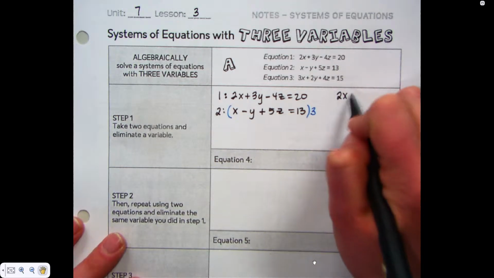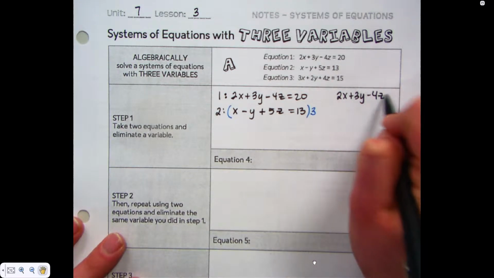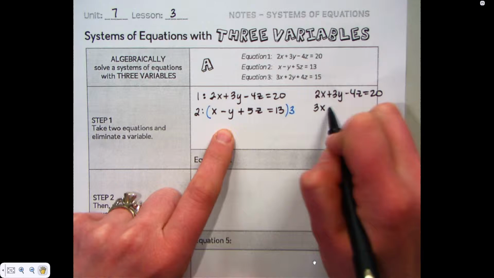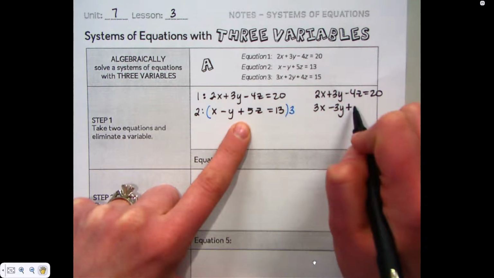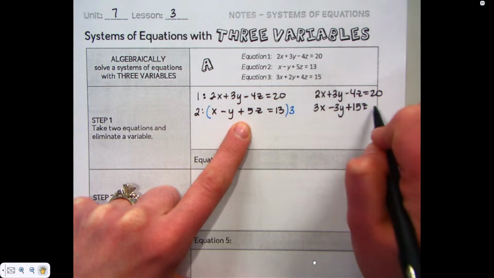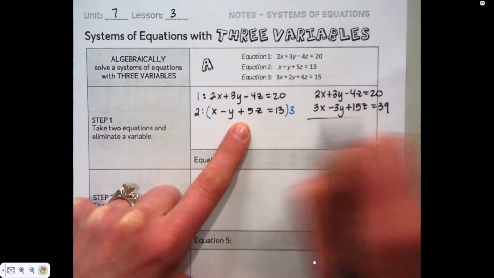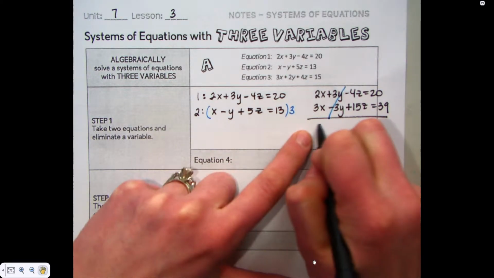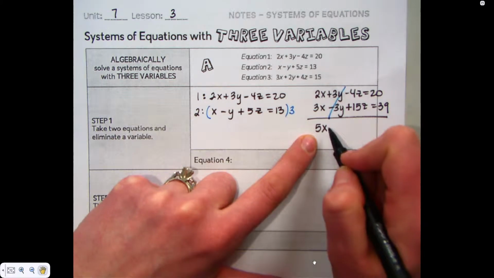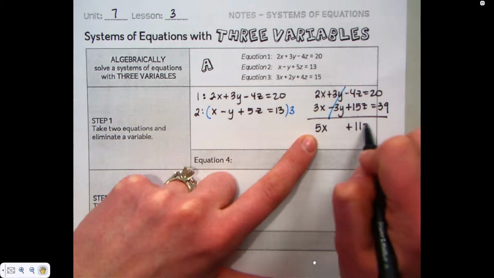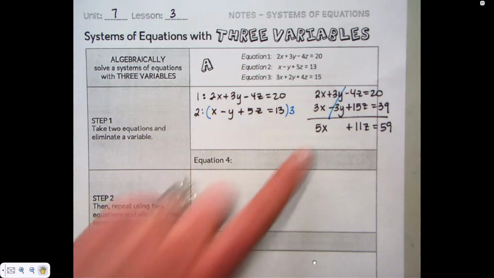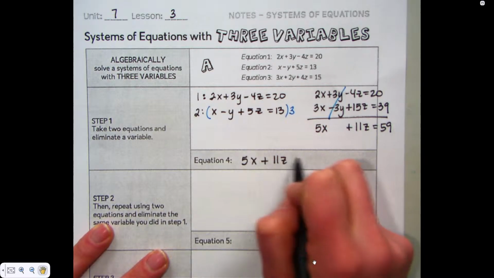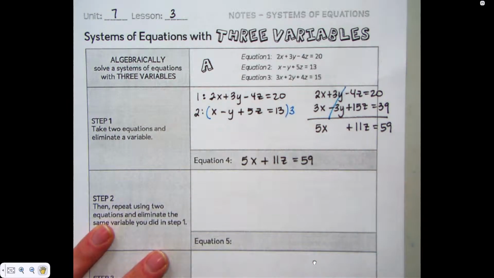We'll just recopy that first one. And then we'll go ahead and multiply by 3: minus 3y plus 15z, and we'll get a 39. And so when I go ahead to add my equations together, I would only be down to one equation with two variables. We'll have 11z and we'll have 59. So we'll call this one equation 4. And we're going to come back to that one.